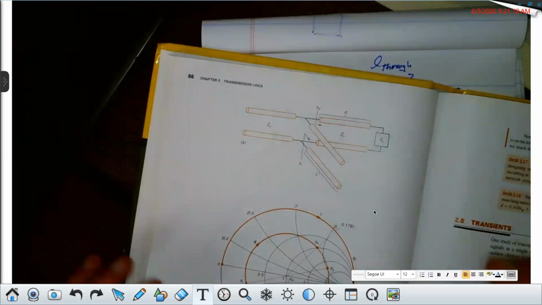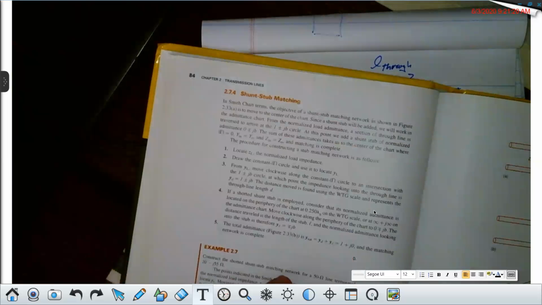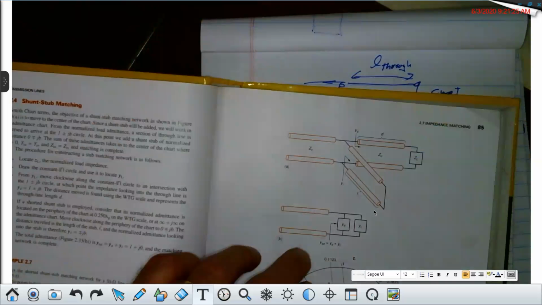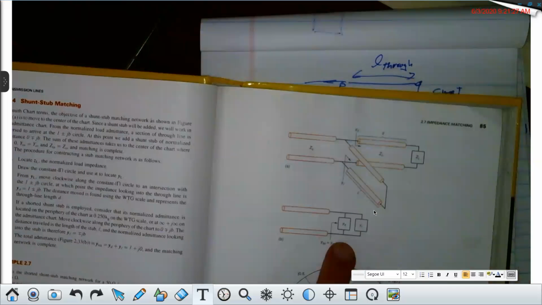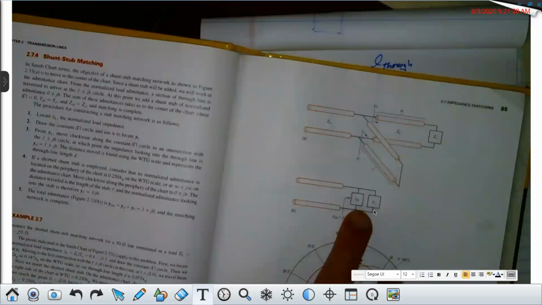And this is short circuit stub tuning on page 85. And it's just putting a short, and what it looks like really is this. You're putting an impedance in parallel with, or an admittance in parallel with the actual line admittance at the point where you get 1 plus J something. Agreed, class?